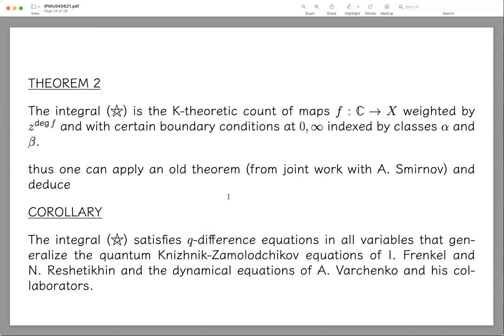And then theorem 2 is that this integral is the K-theoretic count of maps to X, whatever, quasi-maps, or in physics language, the computation of this supersymmetric index. And in particular, as a corollary of some work we did with Andrei Smirnov some number of years ago, this integral will solve very interesting Q-difference equations, such as the Knizhnik-Zamolodchikov equations or the dynamical equations in quantum groups.